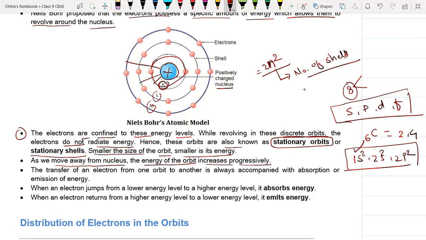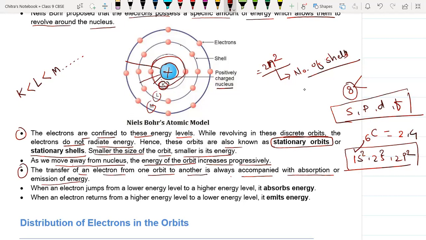So we can say the K shell has less energy than the L shell, the L shell has less energy than the M shell, and so on. M is less than N. Next, the transfer of an electron from one orbit to another is always accompanied by the absorption or emission of energy.